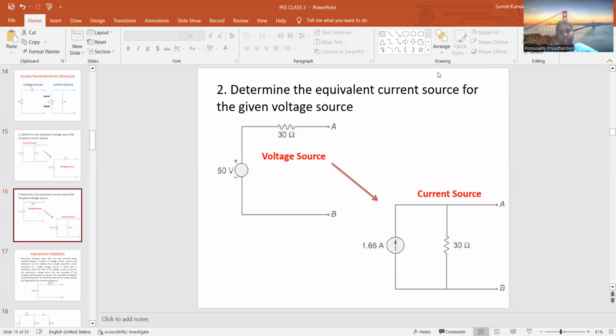The next is determine the equivalent current source for the given voltage source. This is my voltage source. This has to be converted into a current source. So what is the value of the current? I is equal to V by R. V is 50 and R is 30. So then the answer is 1.66, and whichever is in series, that will be connected in parallel.